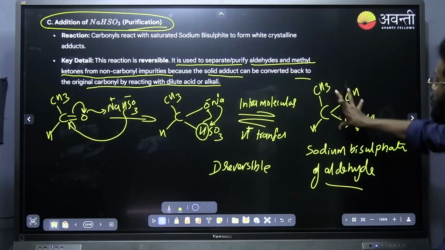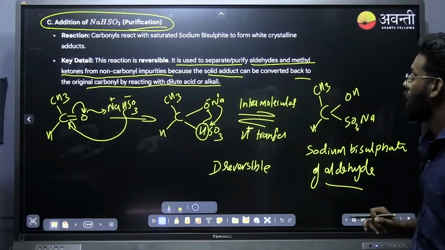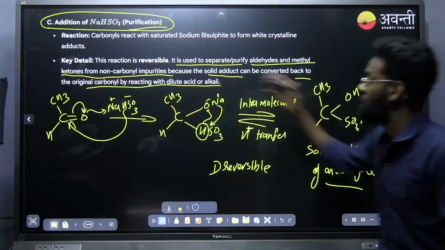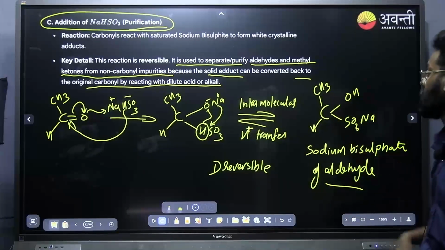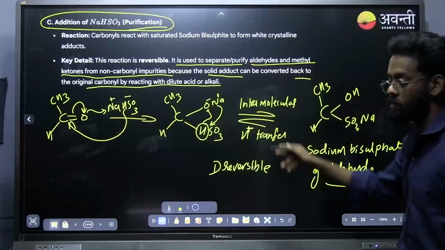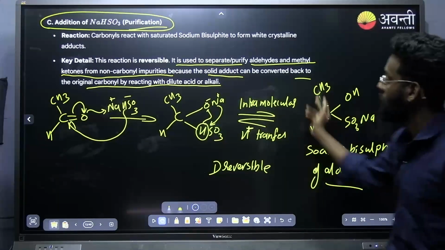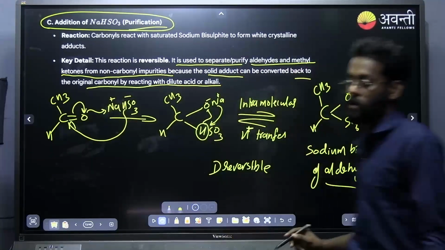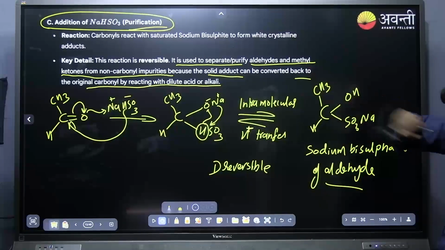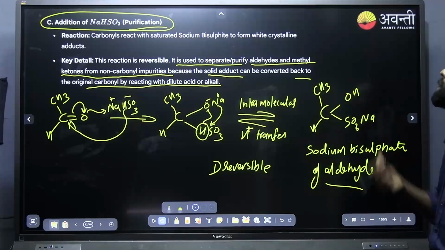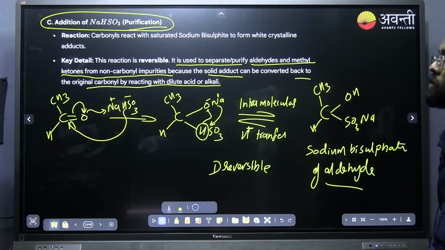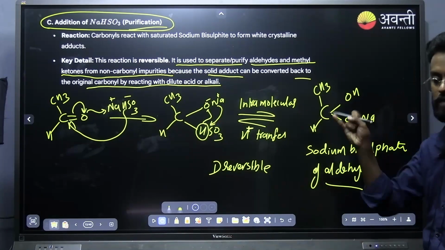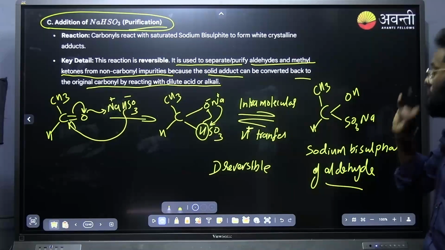If I treat this adduct with dilute HCl, dilute acid or alkali, I can go back to the initial reactant, because this reaction is reversible. So I can go back and get the pure aldehyde or ketone. That's another application of addition of NaHSO3: it is used for the purification of aldehydes and methyl ketones from non-carbonyl impurities. Got it, everyone? The reason is that it is reversible.